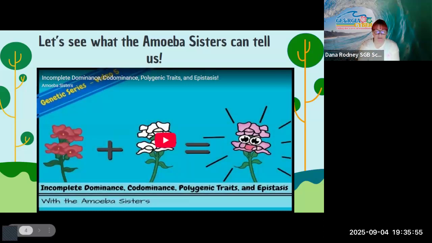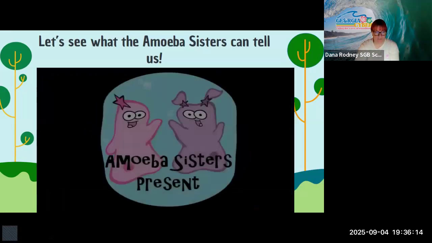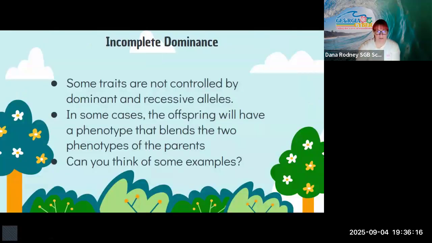All right, guys. So incomplete dominance is the first type of non-Mendelian inheritance. And with incomplete dominance, we ultimately have offspring that, if the heterozygote is the genotype, it's going to be a blend of the two traits. So basically, what this means, just like they said in the video, is that some traits are not controlled by dominant and recessive alleles. They blend together.